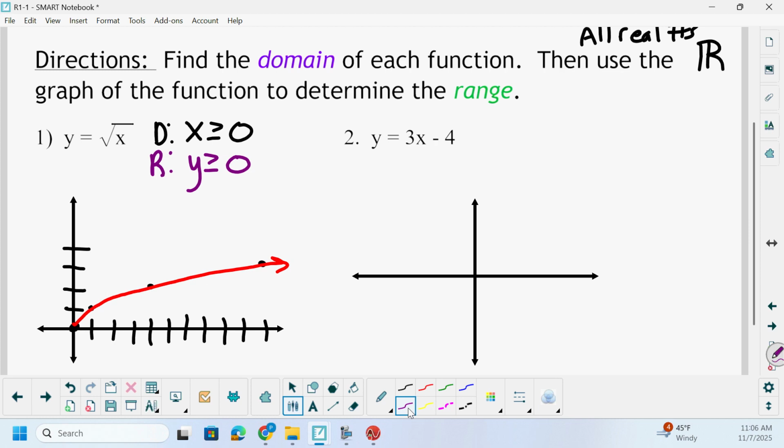In our next one, we do not have any square roots. We do not have any fractions whose denominator could be 0. So our domain is going to be all real numbers. So I'm going to write our fancy symbol, but if you want to just write out all real numbers, you can for that as well.